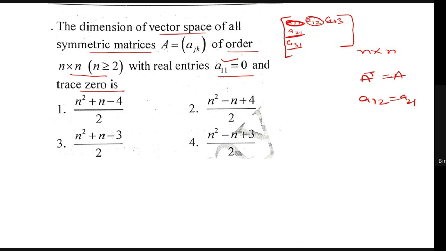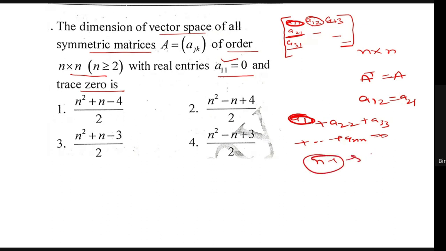Now the other condition is that trace is zero. So the trace is A11 plus A22 plus A33 and so on plus Ann equals zero. Now it is given that A11 is already zero, and to make that trace sum zero, you can put only n minus one elements by your own choice, because the last element Ann will be the minus of the sum of the previous elements. Got it? To make the trace sum zero, the last is a linear combination of the previous diagonal elements, that is Ann equals minus A22 minus A33 and so on up to A(n minus 1).